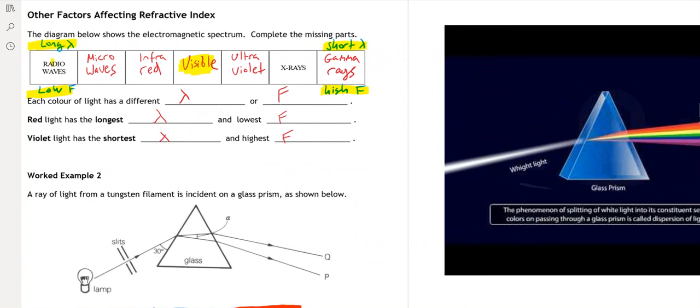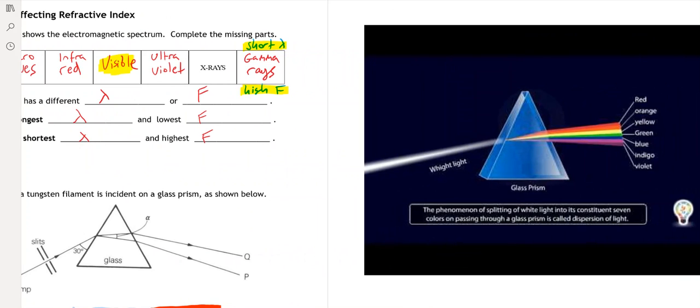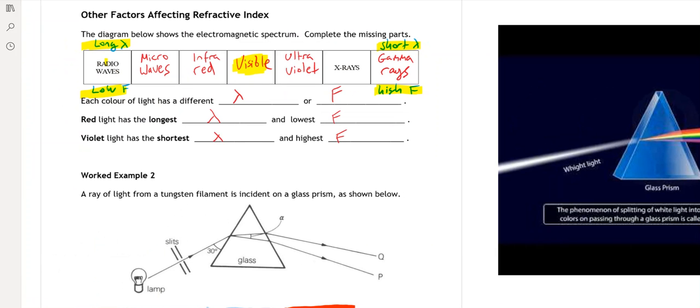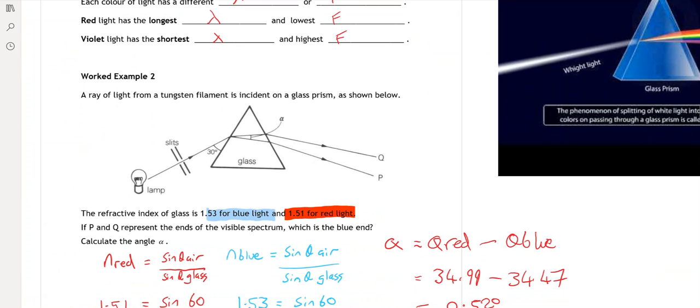Now what that means is that the white light is refracting in the glass, and some of the colours are refracting more than the other colours. Some of them are bending further away from the normal. And this worked example bases itself on that principle. A ray of light from a tungsten filament enters the glass prism as shown below. The refractive index of glass is 1.53 for blue light and 1.51 for red light.